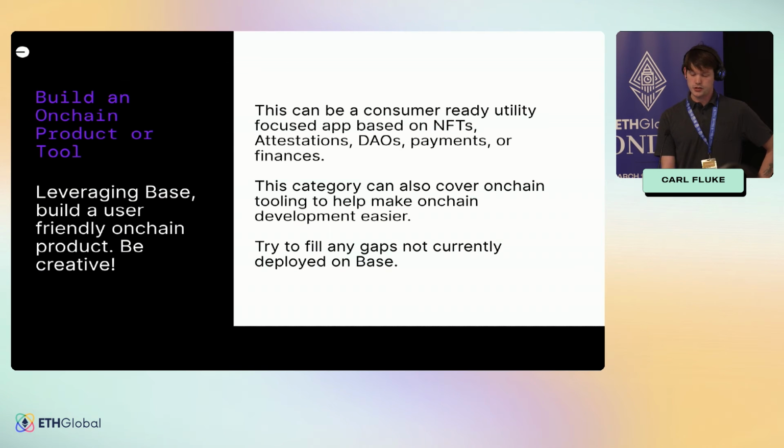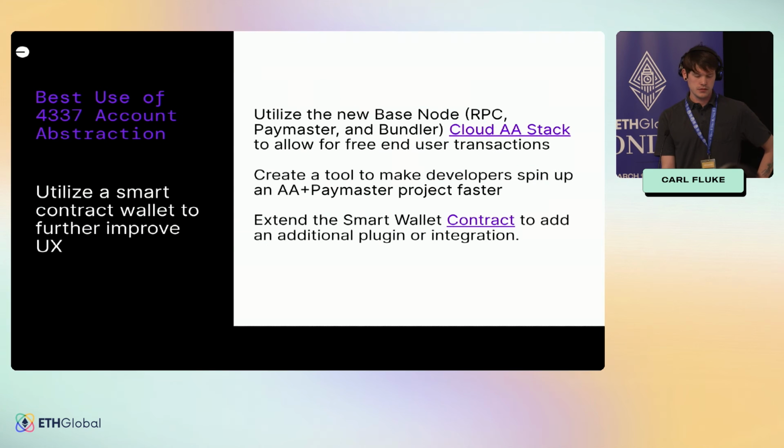And then, lastly, try to fill any gaps that are not on Base. Then the second one has very different criteria, so you just need to hit one. Best use of 4337. That can be using our cloud bundler or paymaster. You can use that with Alchemy Account Kit, Pimlico, EtherSpot, any of the providers I showed before.